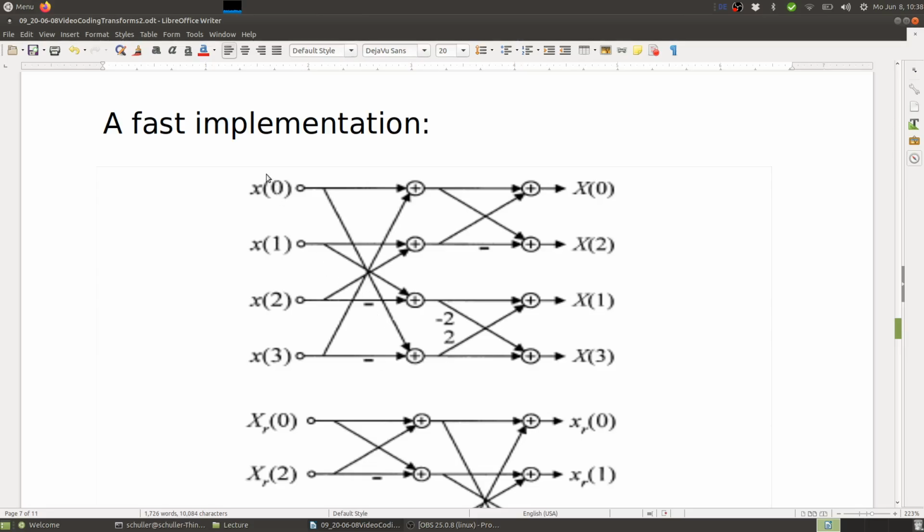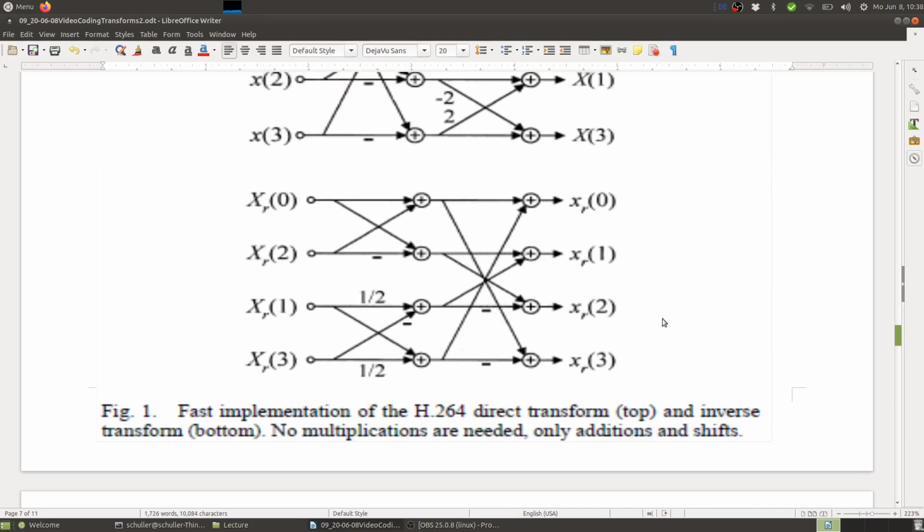So this is the forward transform. Here you have the x, and you can see here's a sign change. Here you have factors of 2, and after some additions you get the result. So this is then the 4x4 integer DCT. Similar for the decoder. Here you have the subband values, you have some multiplications with 1/2, some sign changes and some additions here, and then you get the reconstructed. So really easy and very efficient to implement.